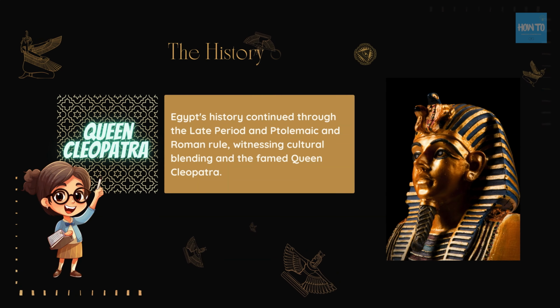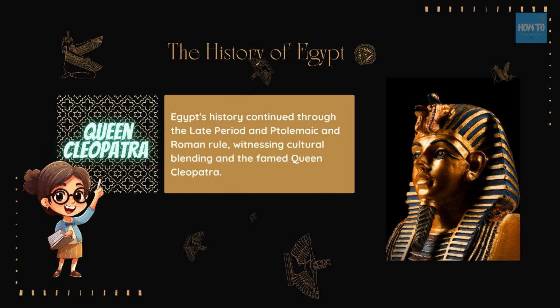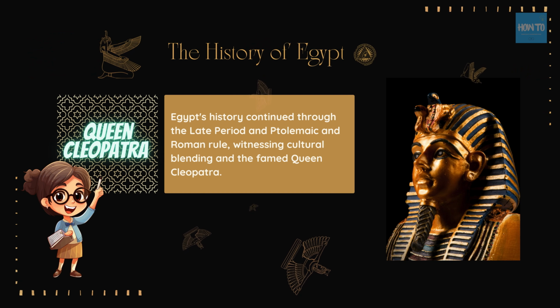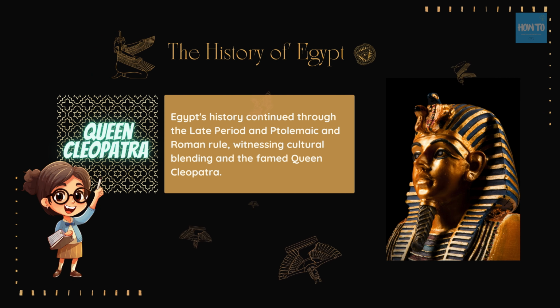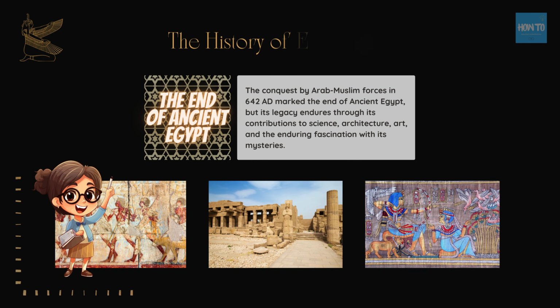Egypt's history continued through the late period and Ptolemaic and Roman rule, witnessing cultural blending and the famed Queen Cleopatra. The conquest by Arab Muslim forces in 642 AD marked the end of ancient Egypt, but its legacy endures through its contributions to science, architecture, art, and the enduring fascination with its mysteries.